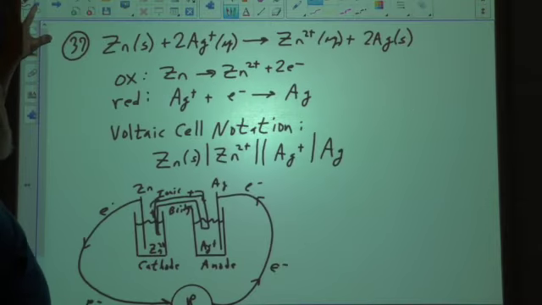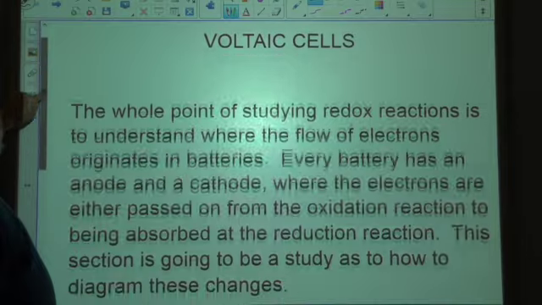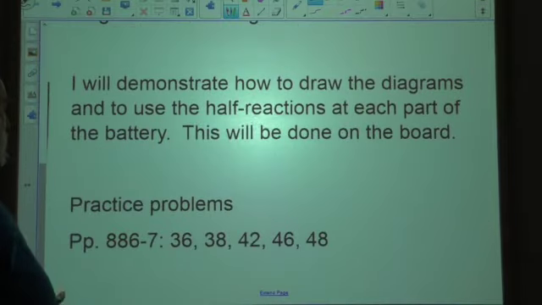And that's pretty much it. It's not too bad. So your homework assignment or practice problems are on pages 886, 887, those problems. Have fun.